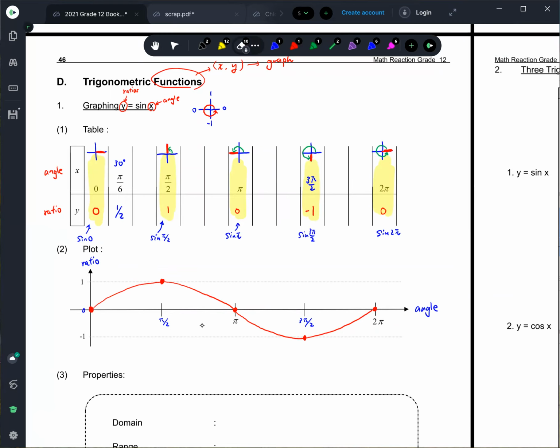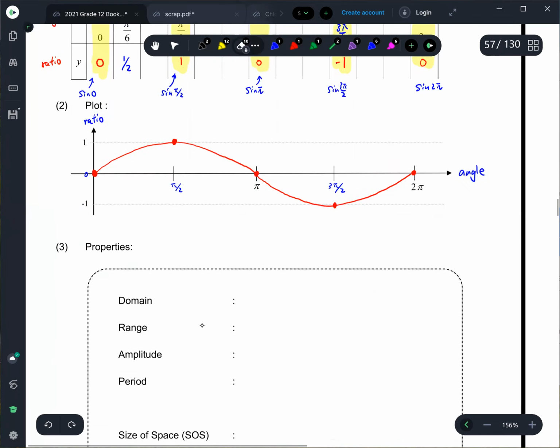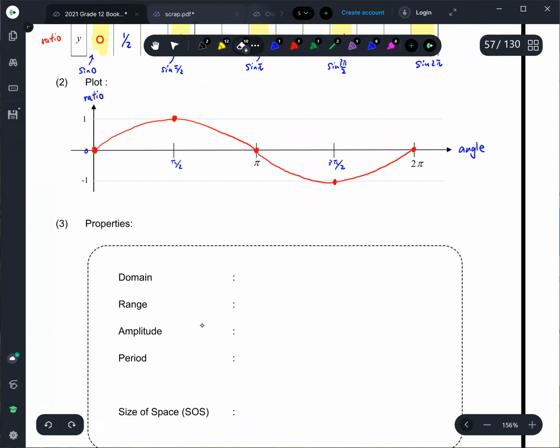Okay, so now we just focus on the sine graph here, right? We have several things we need to talk about. The first one is the domain, okay? Domain refers to the x values. In this case, the x values are the angles, okay? X values, which are angles.